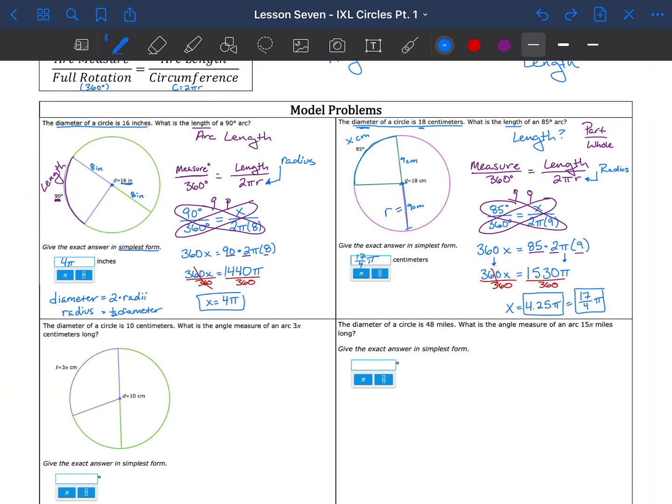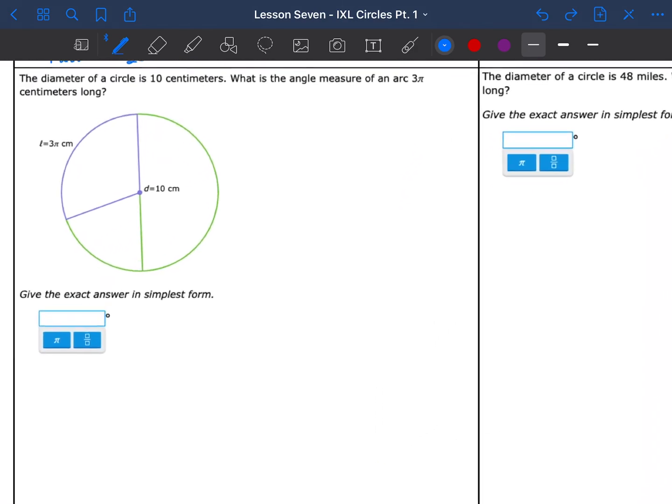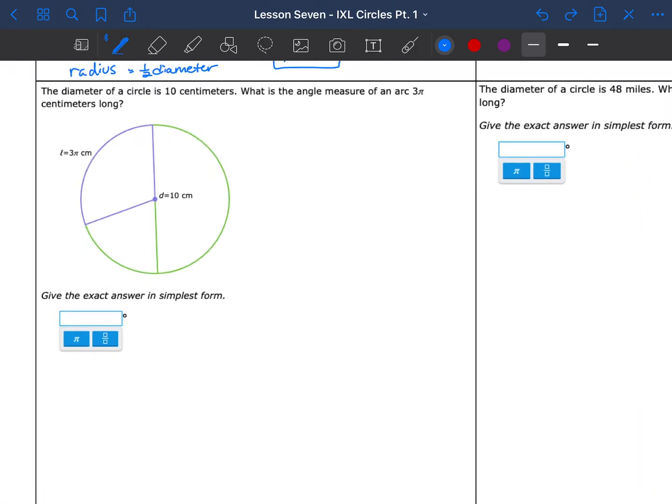Now the ones below us are going to be a little bit different. Right here, the diameter of the circle is 10 centimeters. Again, we're dealing with diameters. What is the angle measure of the arc that is 3 pi centimeters long? Now we're finding arc measure, and we're given arc length. So, finding angle measure. The other problems we were finding arc length, now we're going to find arc measure.